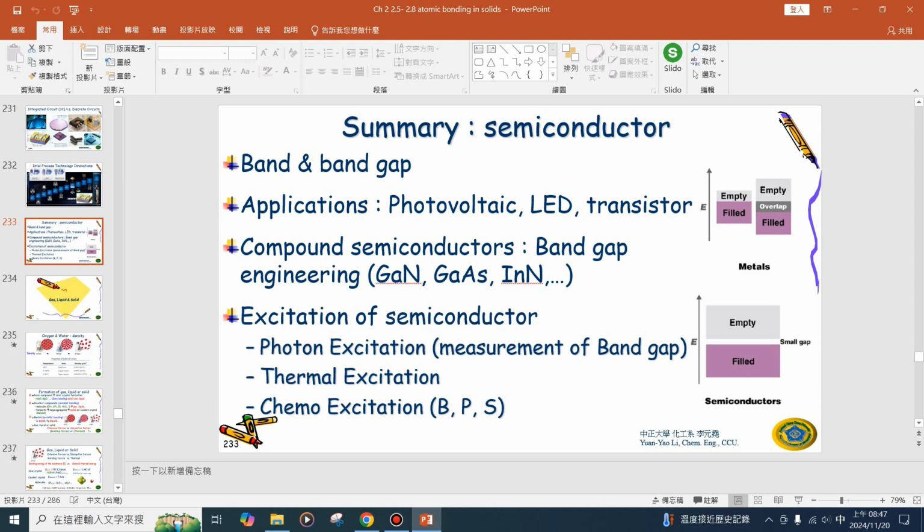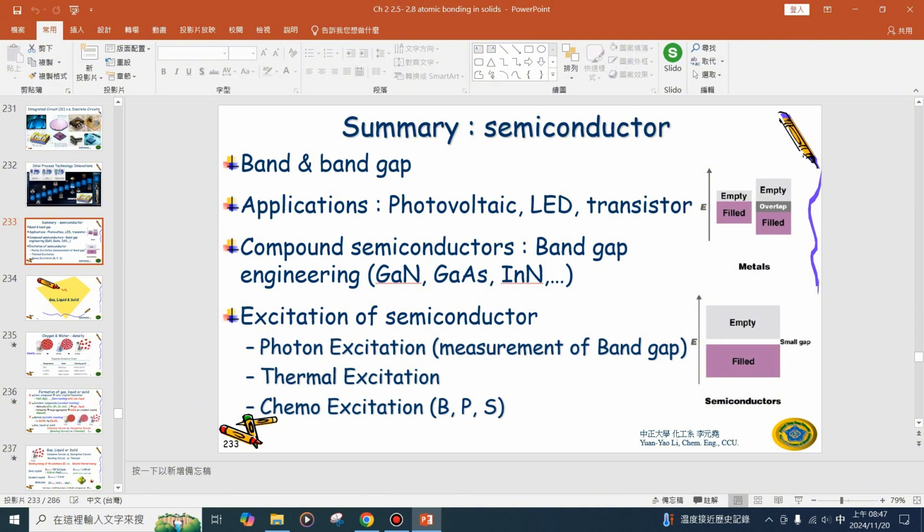Okay? And then after that, we learned excitation of a semiconductor. There are three topics. The first topic is photoexcitation, which is the one to measure the band gap of a semiconductor. If you have a semiconductor with an unknown band gap, this is the method you can use to find out the band gap of the material.